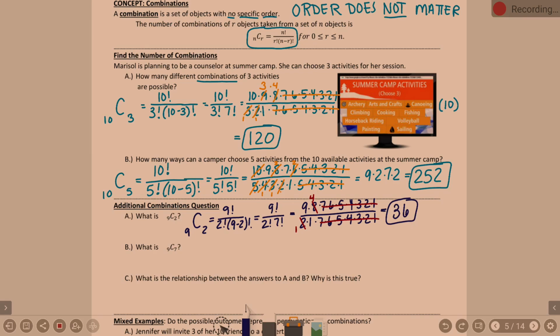Now, let's look at B. What changes up? The 2 and 7. Now we have 9C7. So when we set this up, 9C7, on top is still what? 9 factorial. What about on the bottom? Officially, it's 7 factorial first, and then 9 minus 7 factorial next. So you end up with 9 factorial over 7 factorial times 2 factorial.